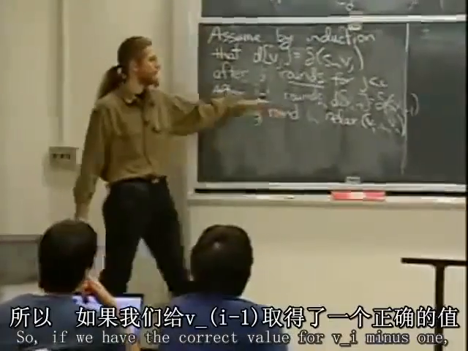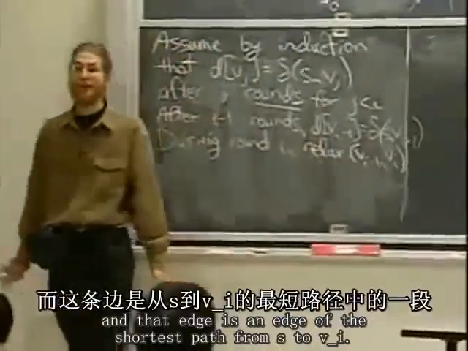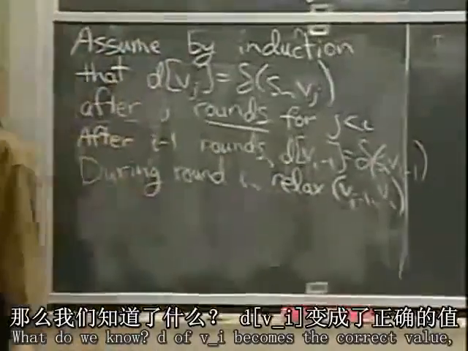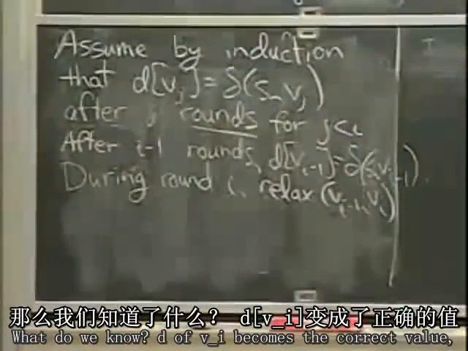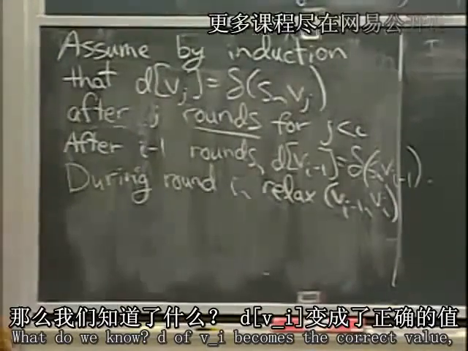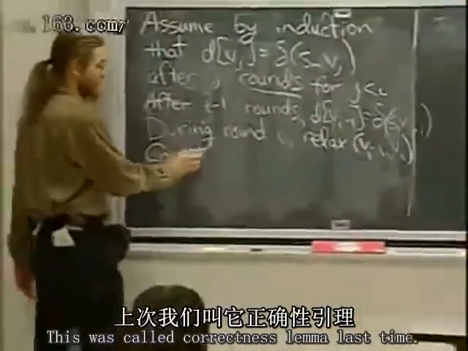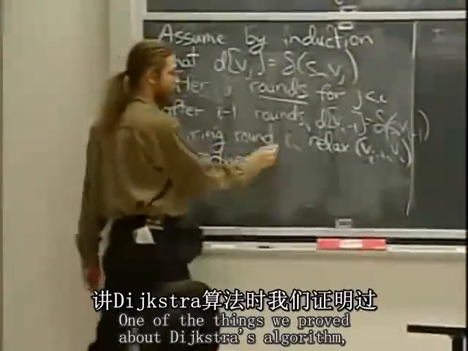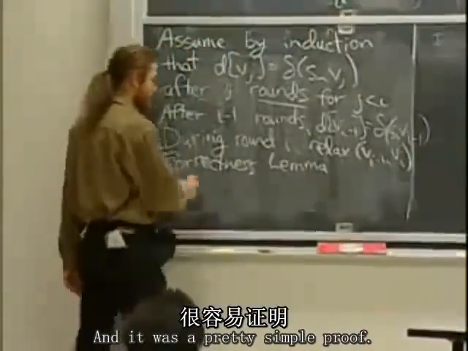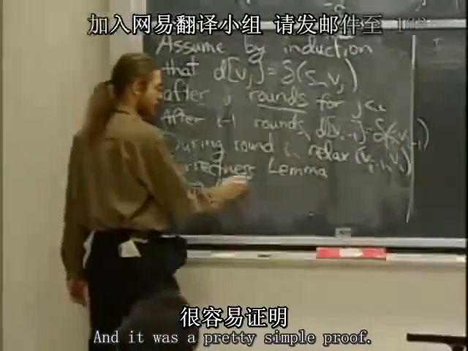So if we have the correct value for v i minus 1, then we relax an outgoing edge from there. And that edge is an edge of the shortest path from s to vi. What do we know? d of vi becomes delta of s vi. d of vi becomes the correct value, delta of s comma vi. This was called the correctness lemma last time. One of the things we proved about Dijkstra's algorithm, but it was really just a fact about relaxation. And it was a pretty simple proof.